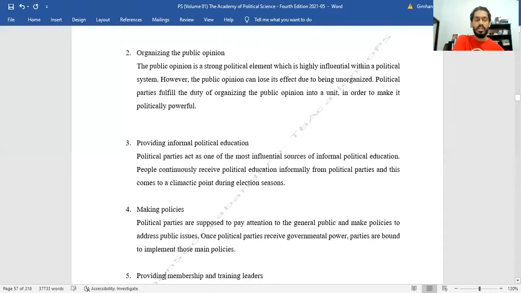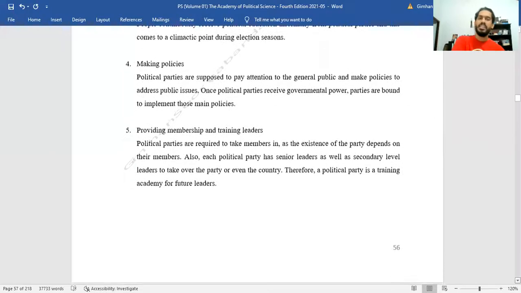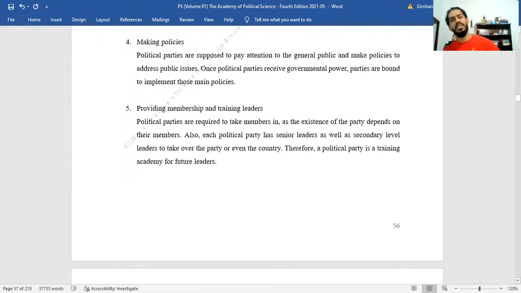In the first lesson, we saw that people learn politics formally and informally. So when it comes to informal political education, political parties do a vast duty because they are the ones who speak in elections, they are the ones who speak on news channels, and people learn quite a lot of politics informally by using political parties as a source. Okay, then making policies. A policy is basically what you would do. People ask, what is the policy of the government regarding COVID? That means the government has to tell what they are planning to do.